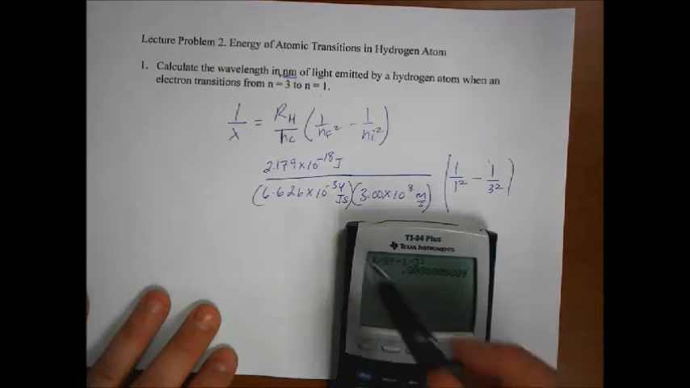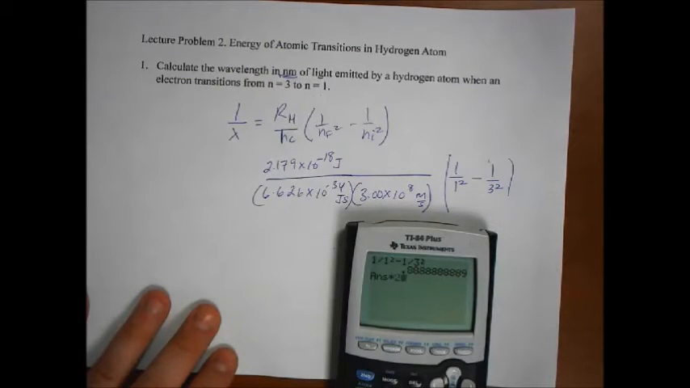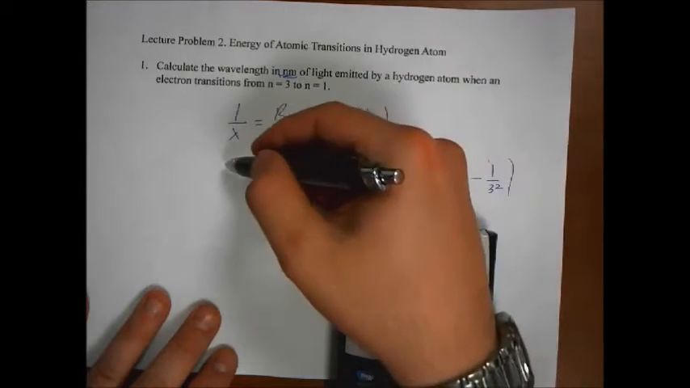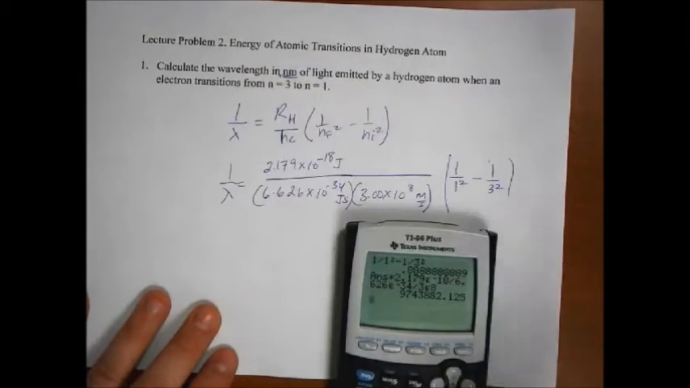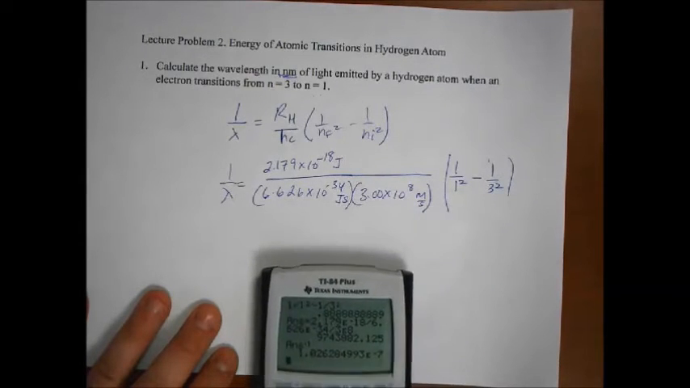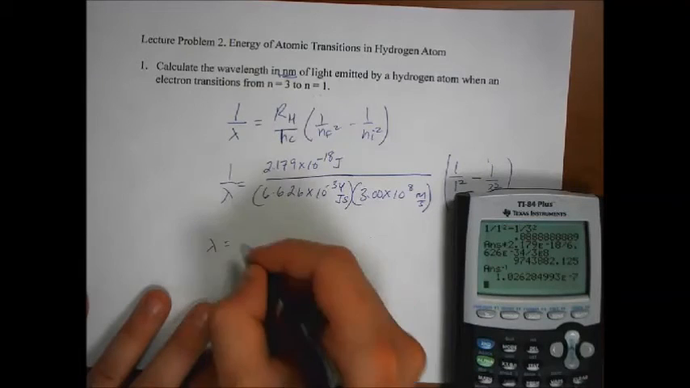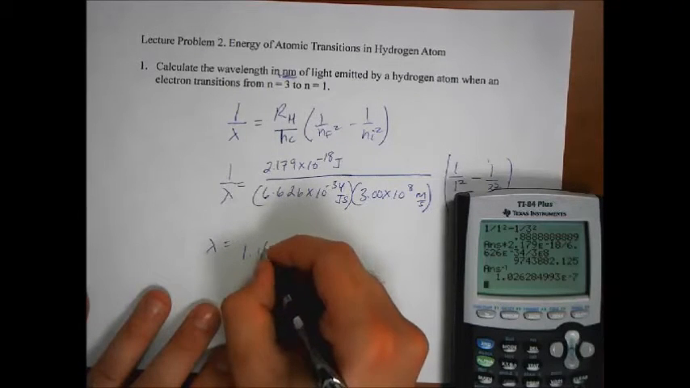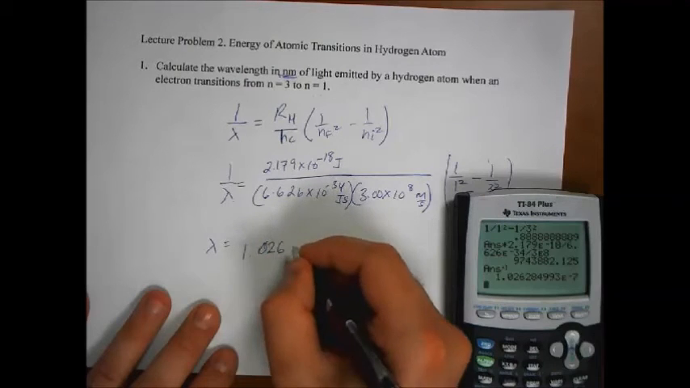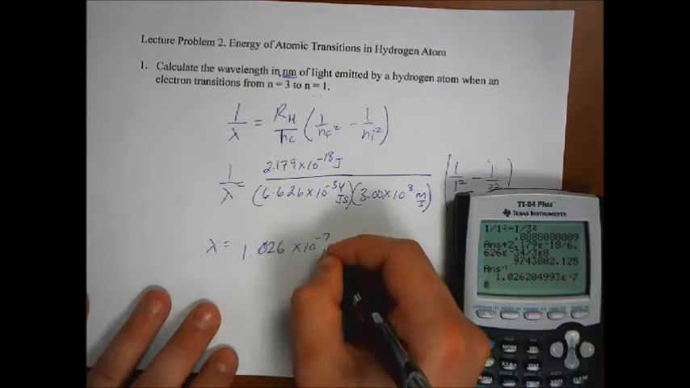So you get this value, then we're going to multiply it by all of this. So 2.179 e to the minus 18th, and then we're going to divide by 6.626 times 10 to the minus 34, and then we're going to divide by 3 e to the 8th, and then we get this. Now remember, this is not the answer. This is equivalent to 1 over the wavelength, so we have to do a quick inverse, and then we get our wavelength, which is lambda equals 1.026 times 10 to the minus 7th meters.